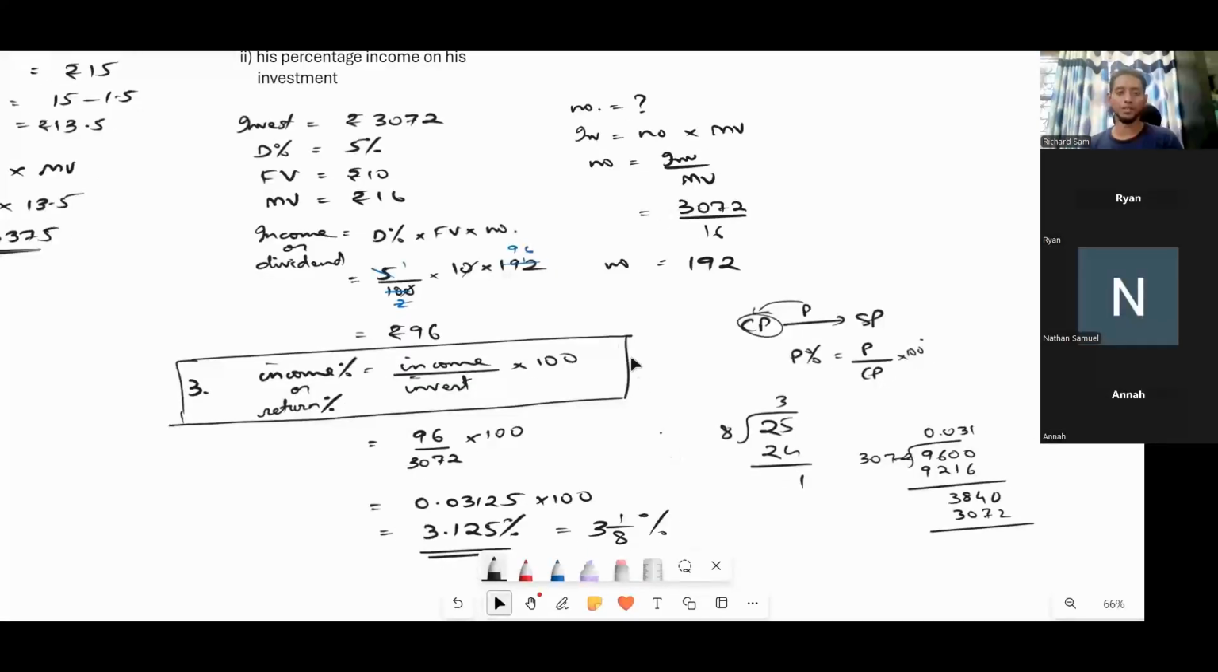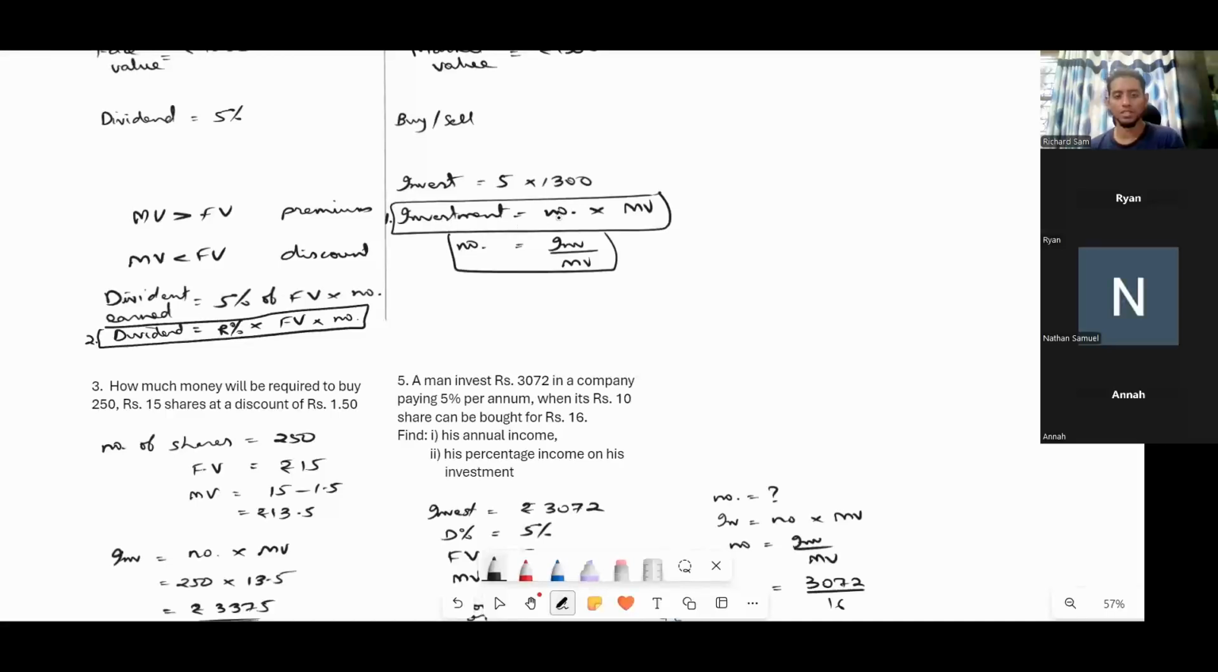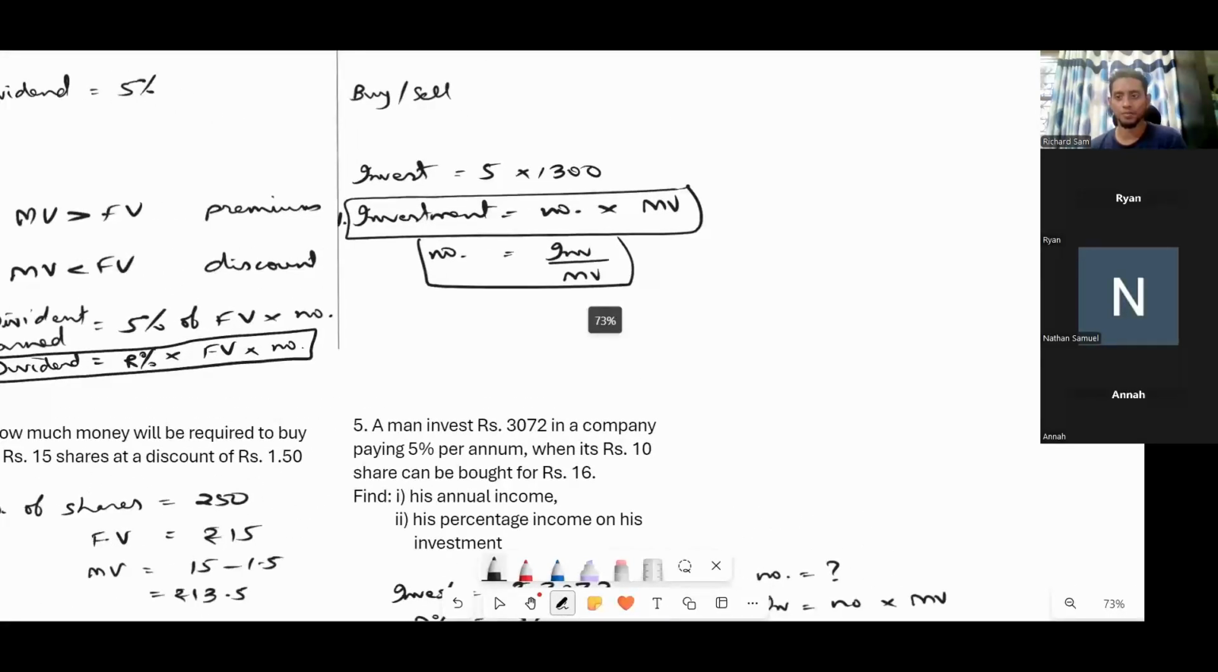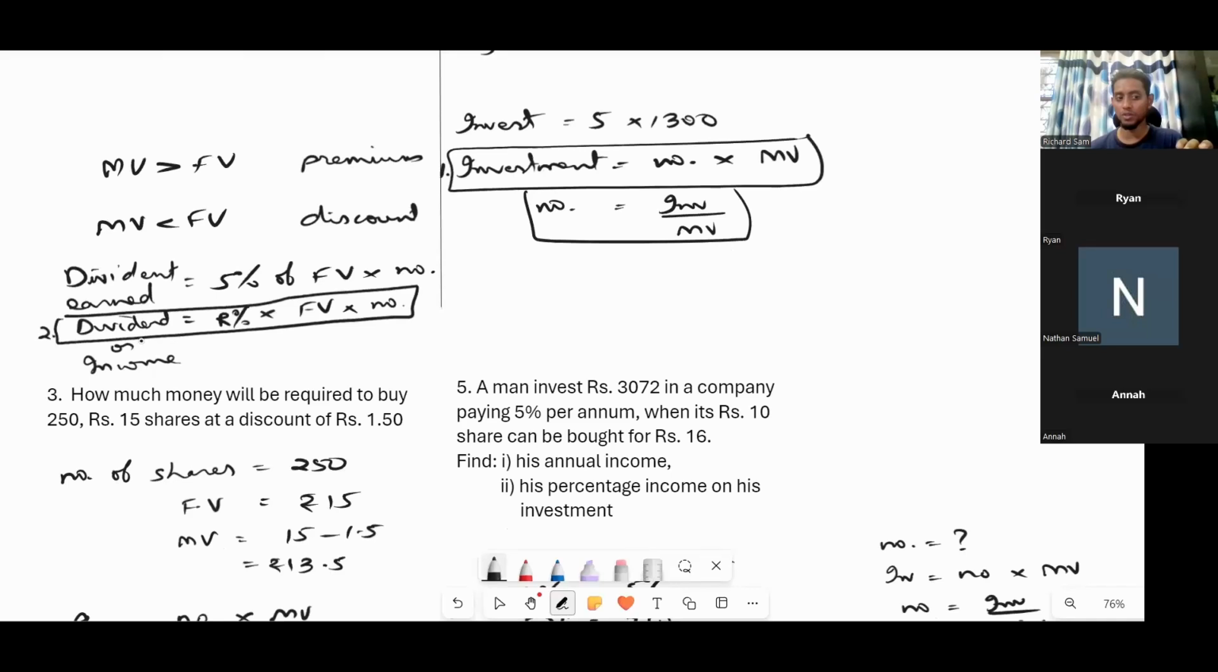What is the first formula we learned? Investment is number of shares into market value. Second formula was dividend or dividend earned or earnings or income. We can use the word income. Income is the rate of dividend into face value into number of shares. See, income is a very commonly used word for dividend. Instead of dividend, they use the word income.